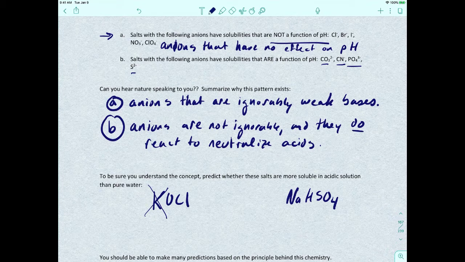Now OCl minus will react with water to give you HOCl plus OH minus. So this will make the pH greater than 7.